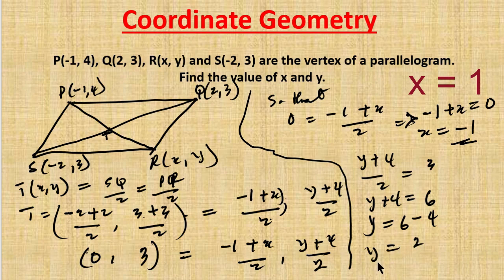So that the coordinate of the vertex R will be the same thing as (1, 2), since -1 moves to the other side to become plus 1, and plus 2 respectively.